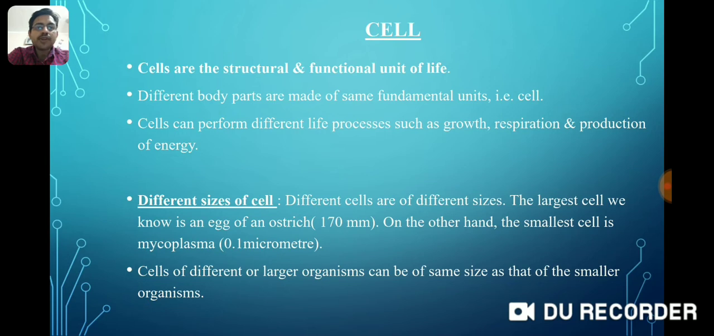The largest cell we know is the egg of an ostrich, which is about 170 mm long. On the other hand, the smallest cell is mycoplasma, which is only 0.1 micrometer. Cells of larger organisms can be of the same size as those of smaller organisms. There is only a difference in the number of cells. If the organism is big, the number of cells in its body is more. If the organism is small, it contains fewer cells.